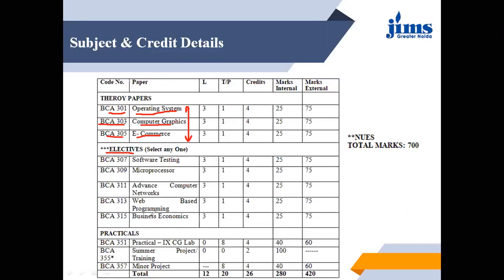Generally, students select software testing or web-based programming. It depends on the strength of the student which subject is going to be selected. So these are 4 theory papers, 3 basic papers and 1 for the elective. So 3 plus 1 are 4 theory papers.